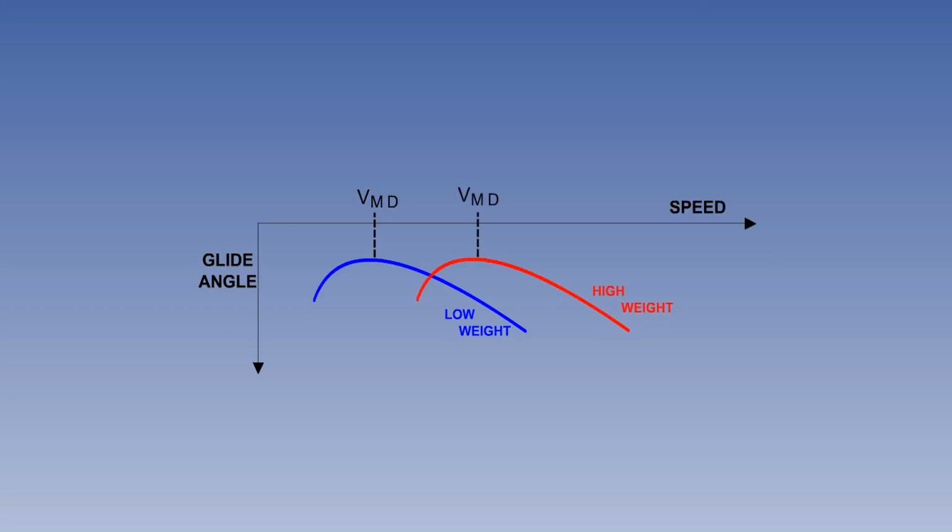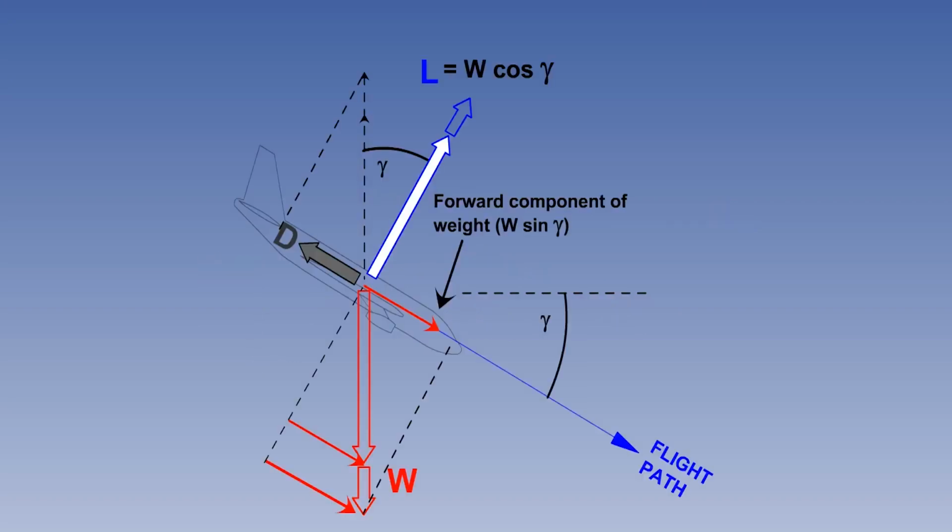However, the speed corresponding to the optimum angle of attack, minimum drag speed, will change with weight. VMD increases as weight increases. A higher weight would give an increased forward component of weight, and the aircraft would accelerate towards the higher VMD, with lift increasing and drag increasing until it balances the higher weight component. Equilibrium is re-established at the same maximum lift-drag ratio, but at a higher IAS.